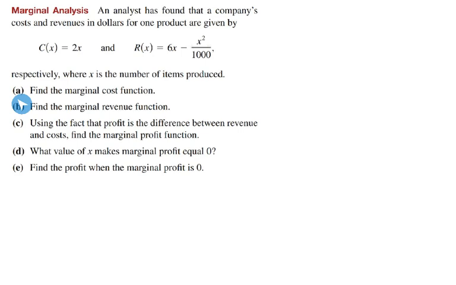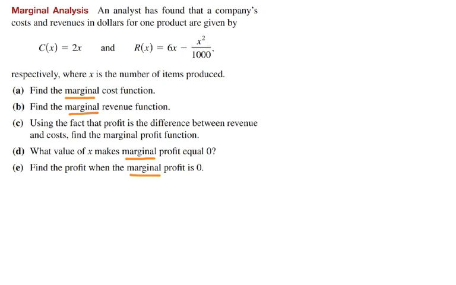So for step A, we want to find the marginal cost function. And we're actually going to find marginal cost, marginal revenue, and marginal profit. What marginal means in this business application setting is the cost which is added by producing one additional unit of this product, or the revenue added by producing one additional unit. So what is that change for one additional unit?